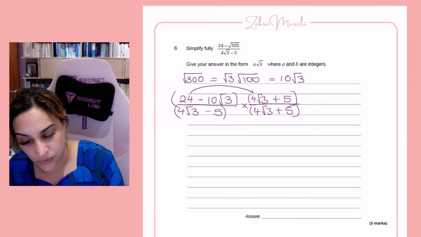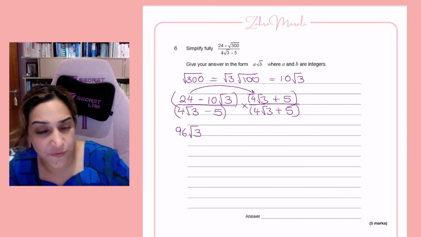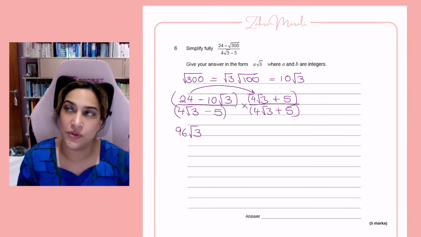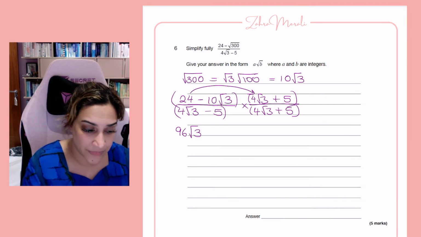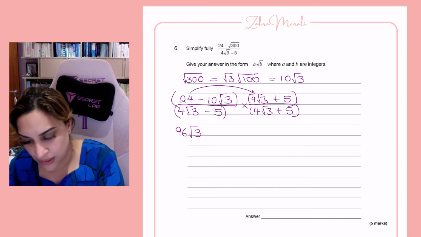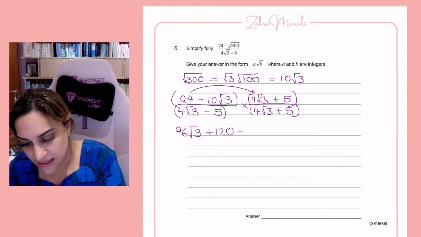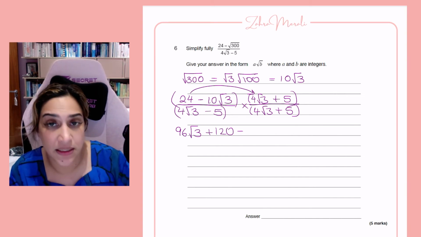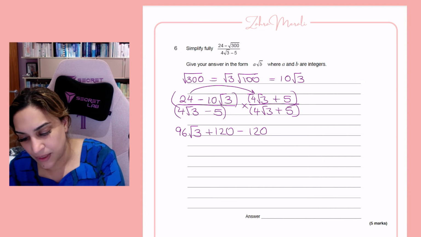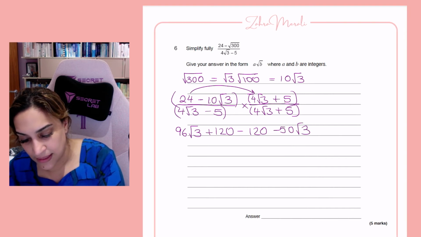You've got 24 times 4 to give you 96 root 3. 24 times 5, and if you want to do that quickly, think to yourself 24 times 10 is 240. And then what you want to do is you want to half that. So you get 120. So plus 120. Minus 10 times 4, which is 40, times by 3 to give you minus 120. Minus 10 times 5 to give you minus 50 root 3.